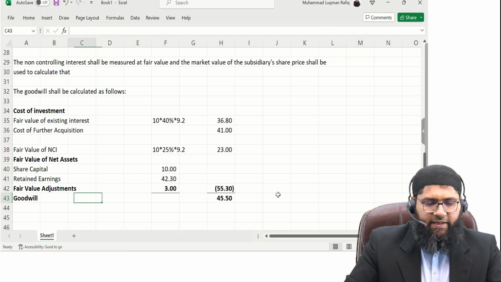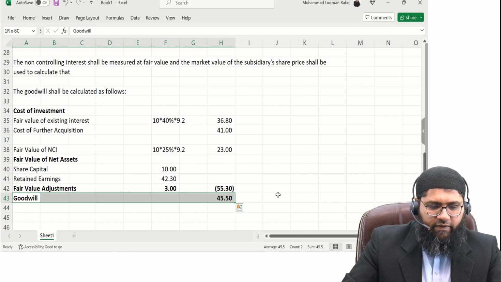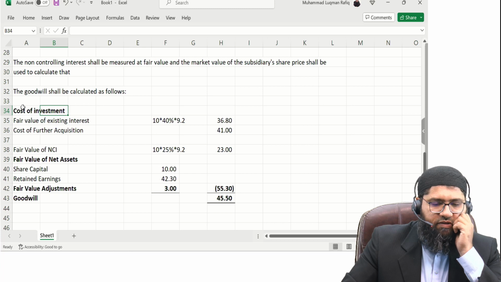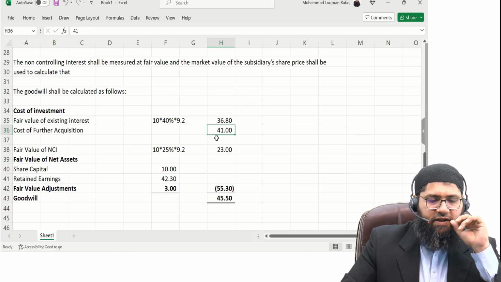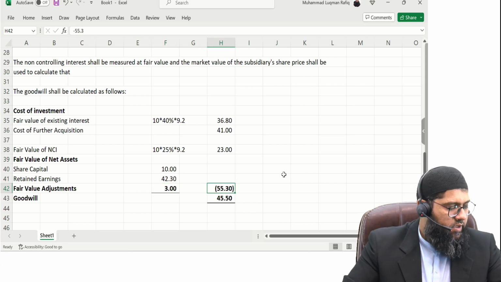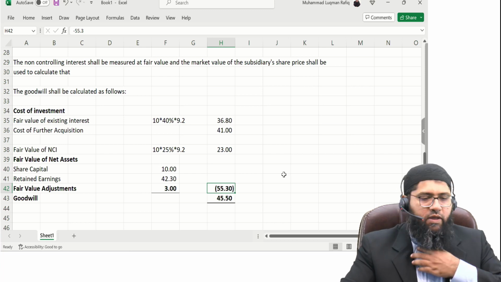How do we end up getting the goodwill of 45.5 million? Just try to understand this. With respect to the computation of the goodwill, we have used the cost of investment 36.8. We have used the cost of further acquisition as this. The fair value of NCI is this. The share capital was 10, 42.3 was retained earnings. The fair value adjustment was given. Let me know if you understand this, please. And in case there is any issue with this, do let me know.